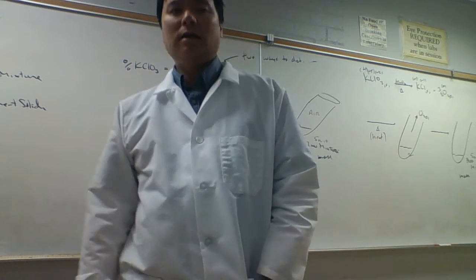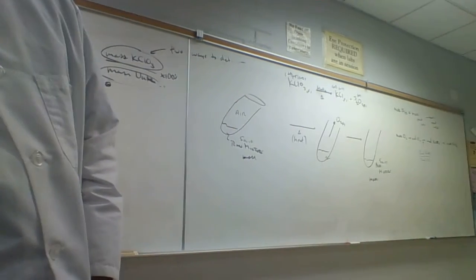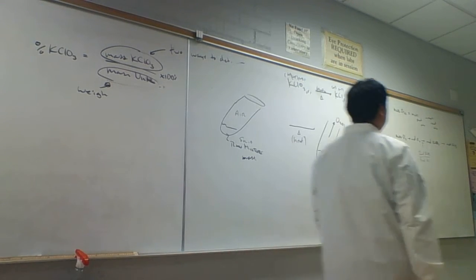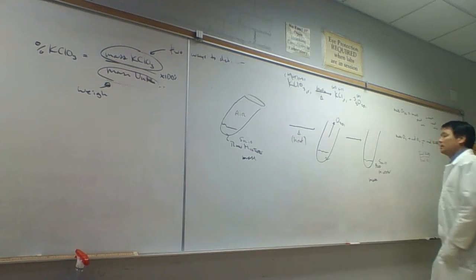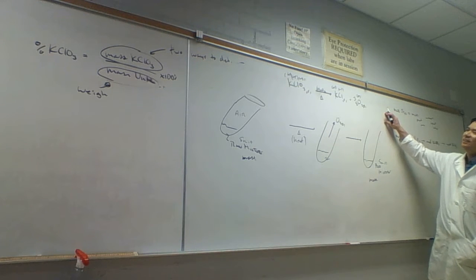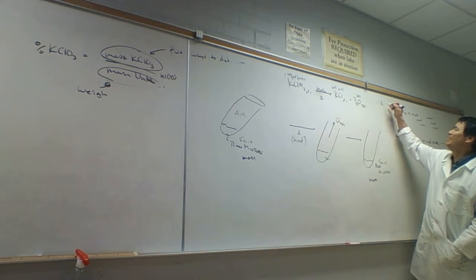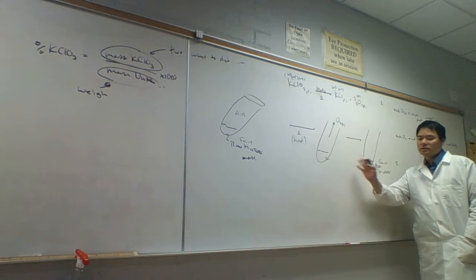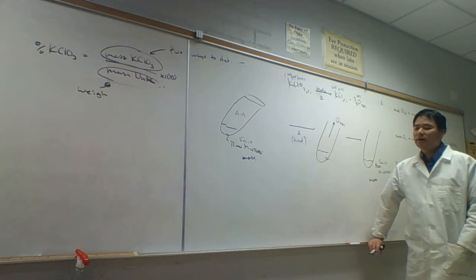So that's the easy way of determining how much O2 and how much KClO3 is generated. This would be a very short experiment, but what we're going to do, this is method 1, so this is the first way. In method 2, which we're just going to run one experiment, we're going to do both methods.